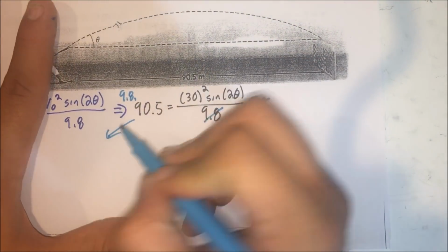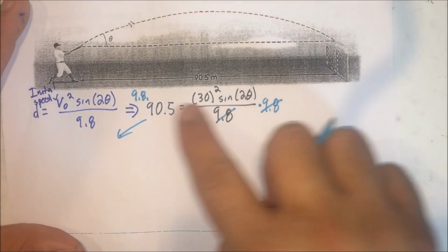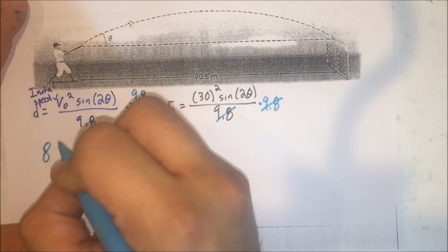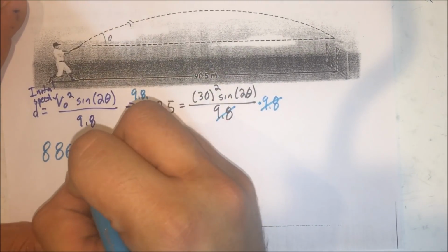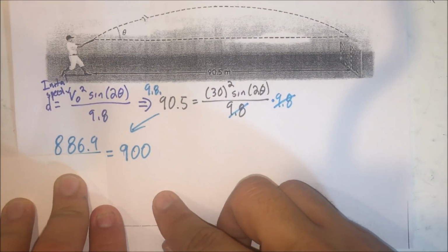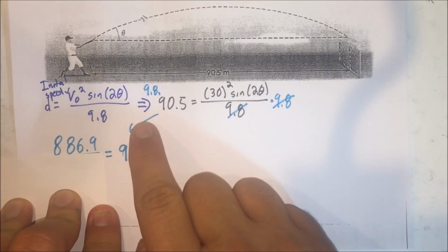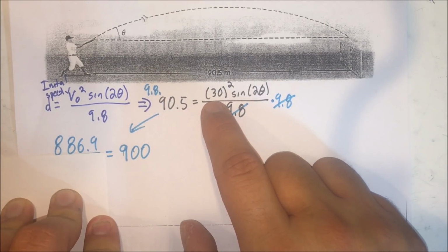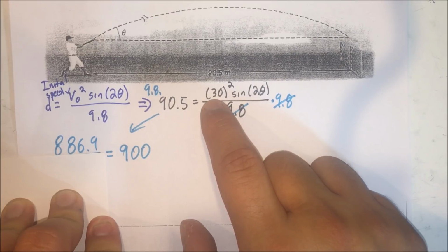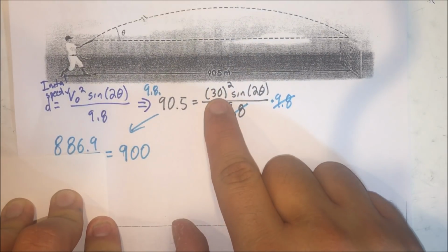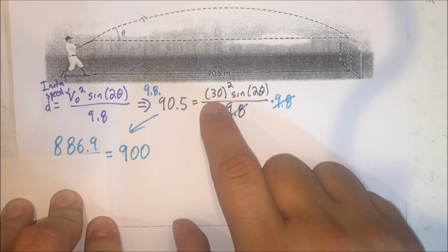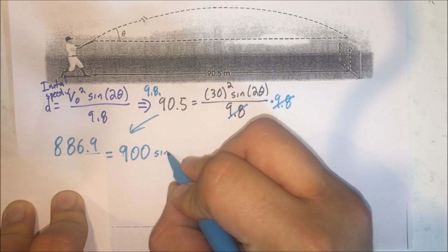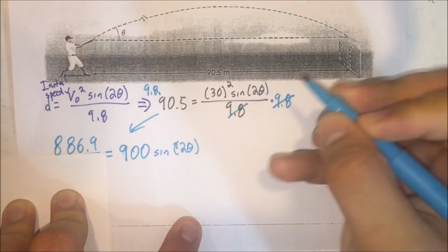I'm going to move the problem over here so we have a little more space. So 9.8 times 90.5, if you enter that into a calculator, is 886.9. Then 30 squared: if I multiply 30 by itself, 3 times 3 is 9, and with 2 zeros that's 900, with a sine of 2 theta hanging out behind it.